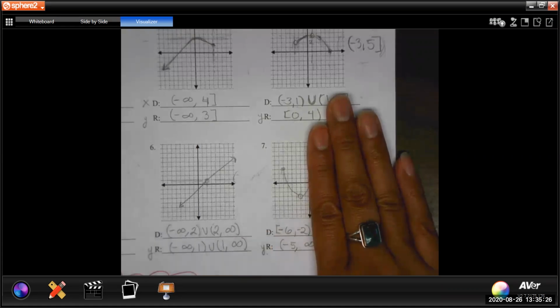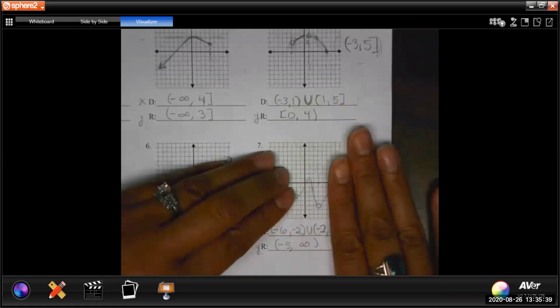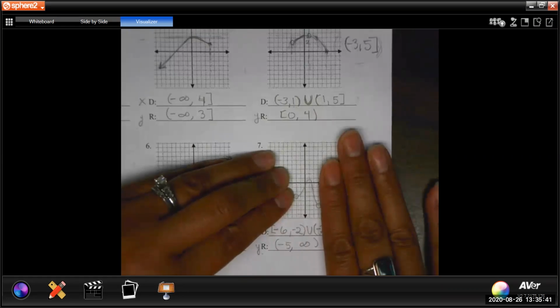Soraya, can you tell me why the -6 has a bracket and the -2 has parentheses? Because the -6 is a closed circle and the -2 is an open circle. Thank you very much. Now we're on the middle. And I'm going to call on one of you, so make sure you are ready.